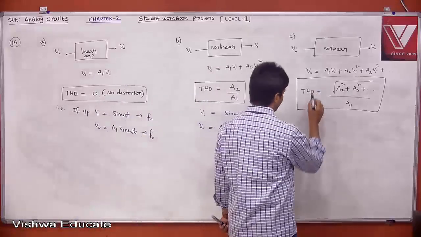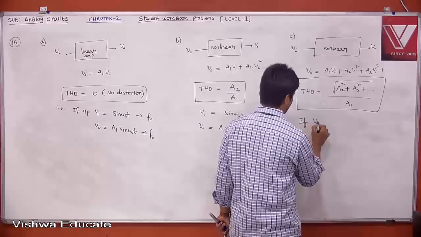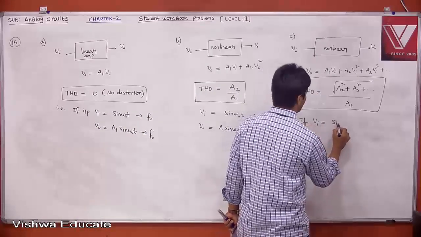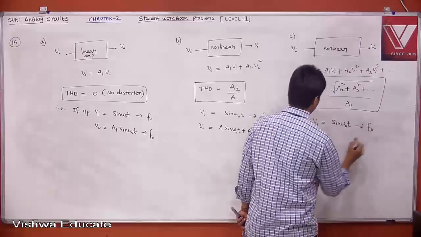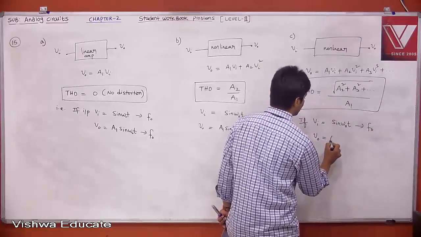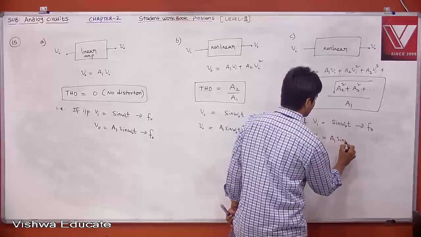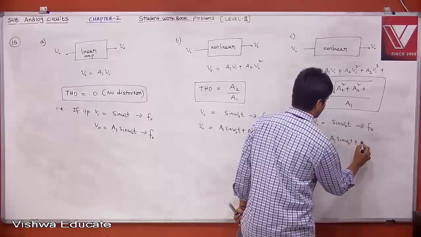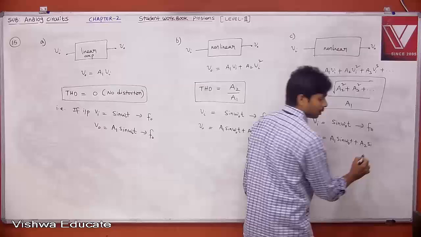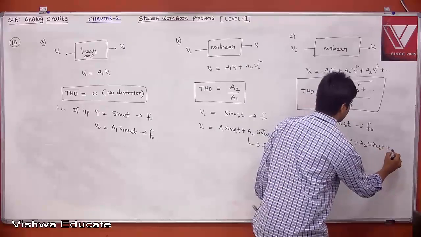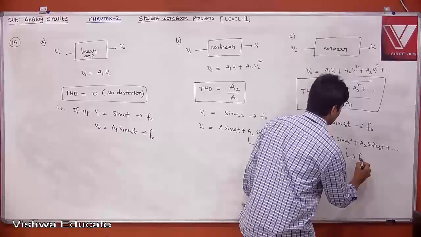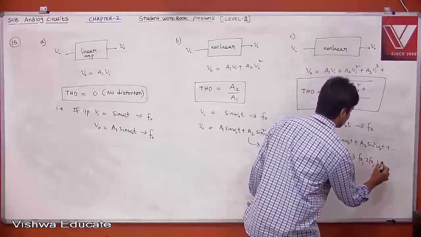What does it mean? If Vi is simply sine omega naught t, which has only F0, your V0 will have A1 sine omega naught t plus A2 sine square omega naught t, etc. Therefore, it has F0, 2F0, 3F0.